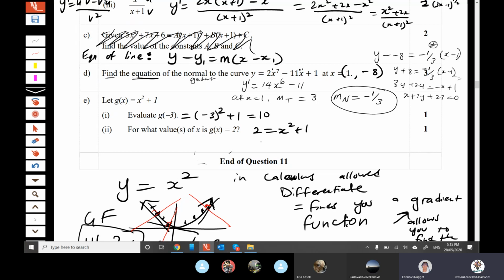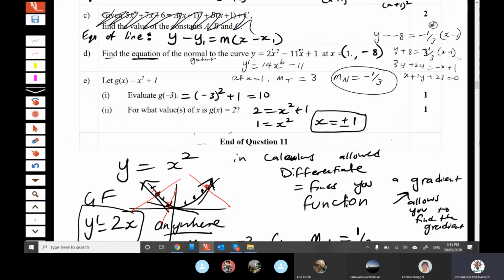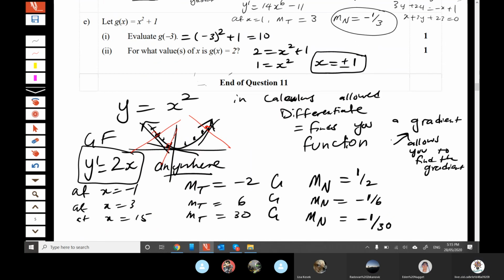You move the 1 over, and then you square root it. X equals? Plus minus 1. Thank you for saying plus minus. Good job. X equals plus minus 1. You got yourself another mark. That's question 11. Very, very good. All right, let's go. Question 12.